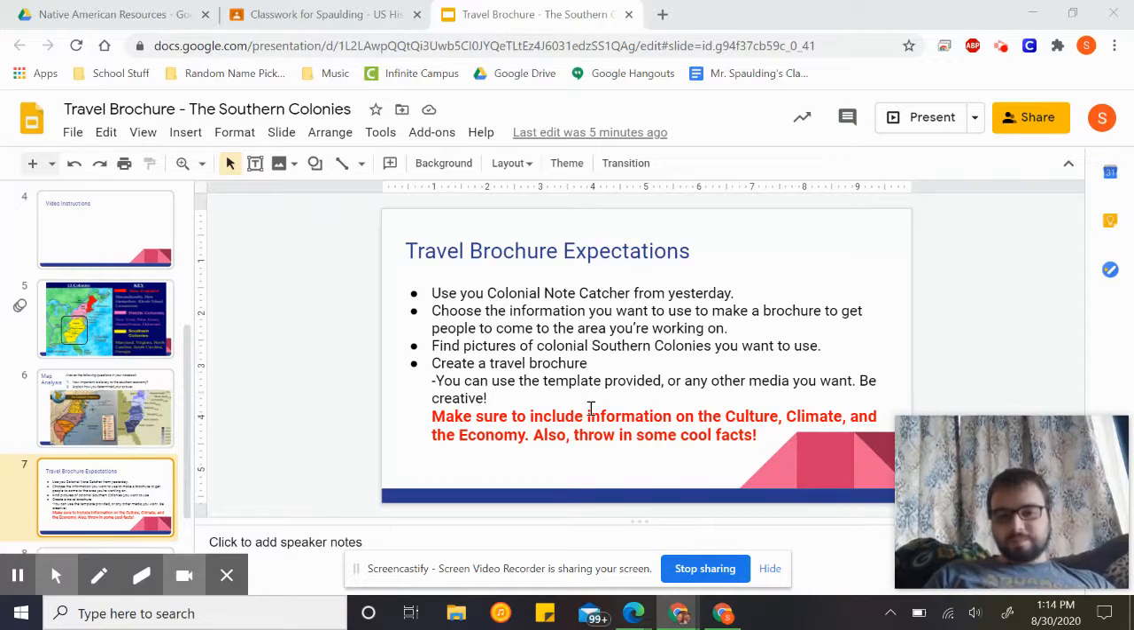Lastly, please know you can always use the template if you would like, but you do not have to. You can use your own Google Doc, you can use your own Google Slides, whatever you would like to do. Be creative. Wow us with your brochures. Give us something new. There's been some really awesome ones that I've seen for the Northern Colonies. Please keep it up.